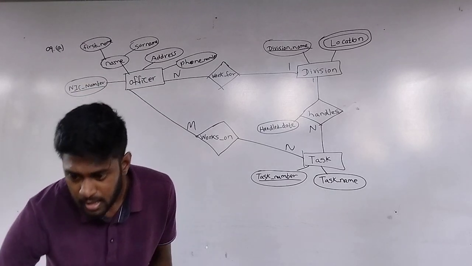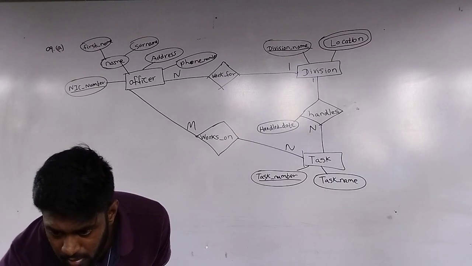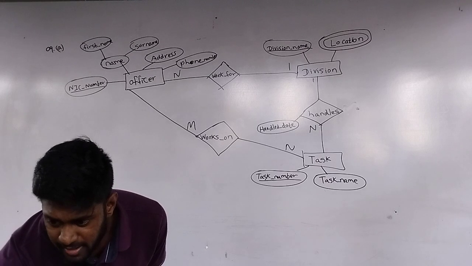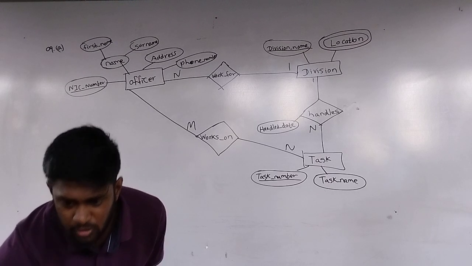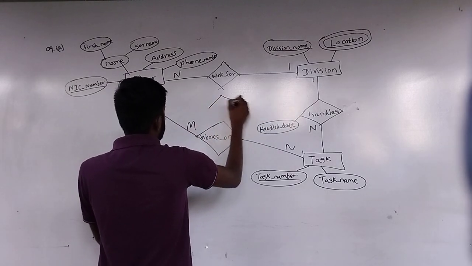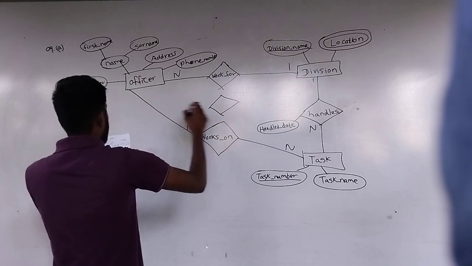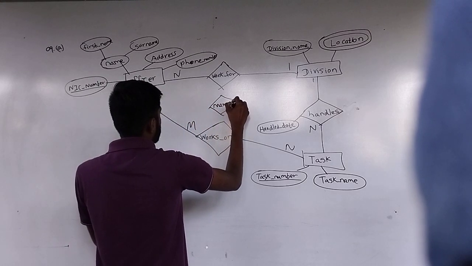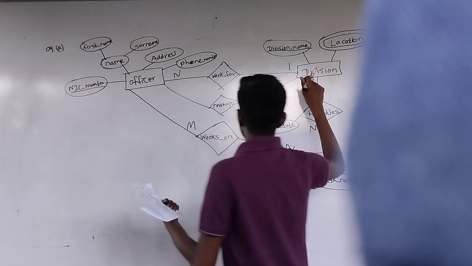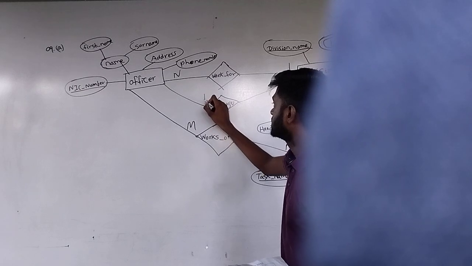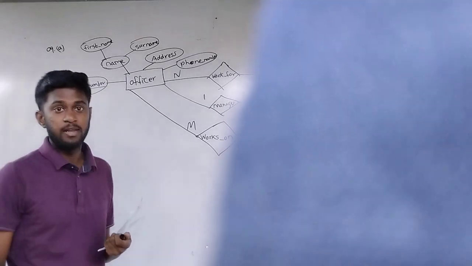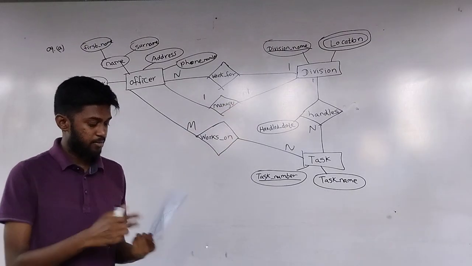Then what are they saying? Tasks which may not be controlled by the same division. Each division is managed by one of its officers. So managers. Each division is managed by one of its officers. So the division is managed by one officer. Then if you come to the officer side, you are the officer, you are managing one division. So 1 to 1 is the cardinality.